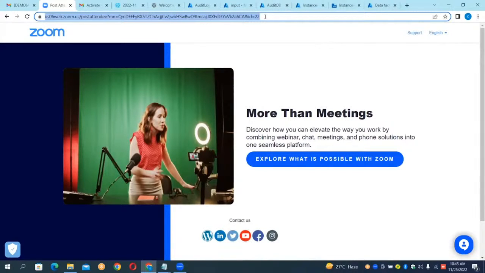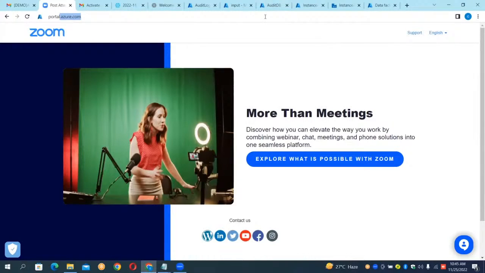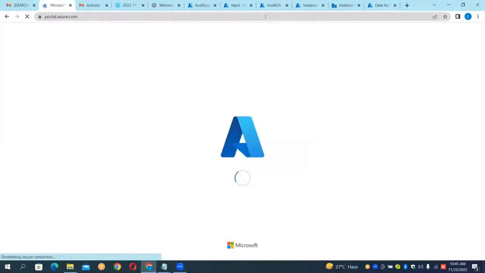A portal, can you see here? Just type it here: portal.azure.com. Use a web page directly called portal.azure.com.